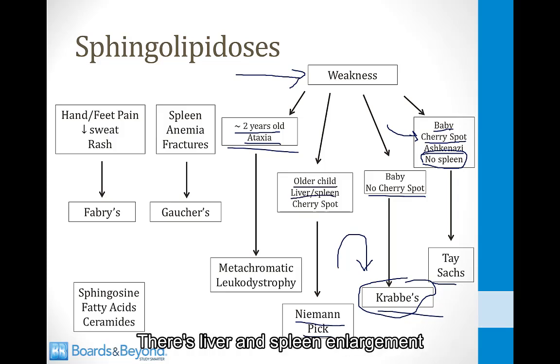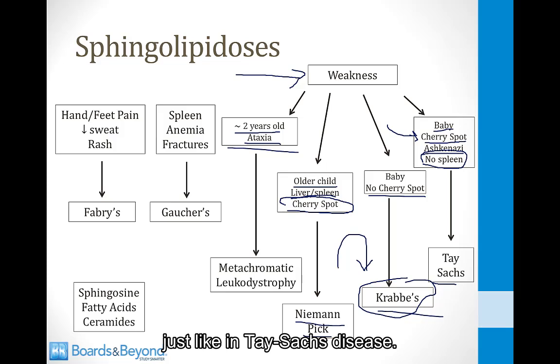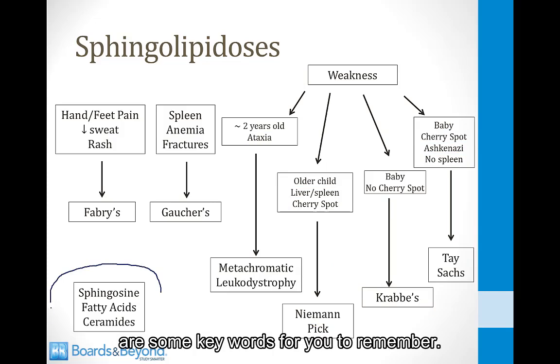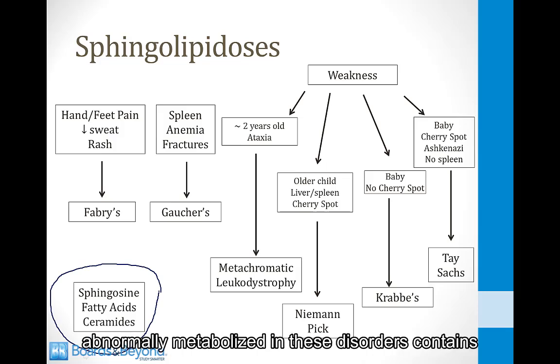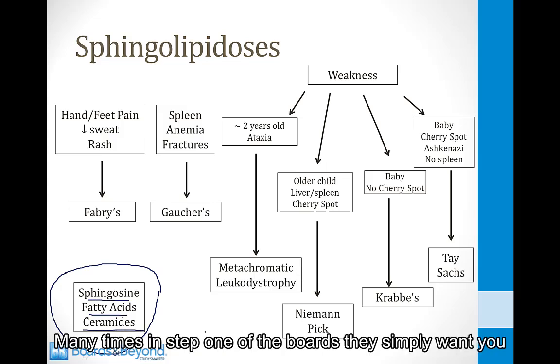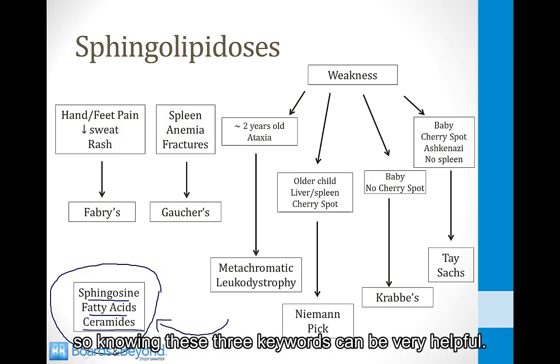There's liver and spleen enlargement, and there's also a cherry red spot in Niemann-Pick, just like in Tay-Sachs disease. And then finally, at the bottom left of the screen here are some key words for you to remember. Remember that all the structures that are abnormally metabolized in these disorders contain sphingosine and fatty acids, and they are all derivatives of ceramides. Many times on step 1 of the boards, they simply want you to know the type of molecules that are involved, so knowing these 3 keywords can be very helpful.